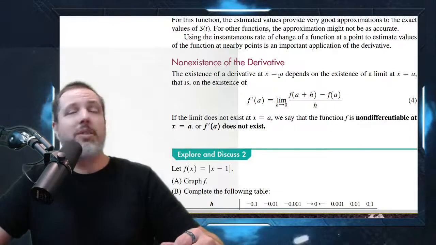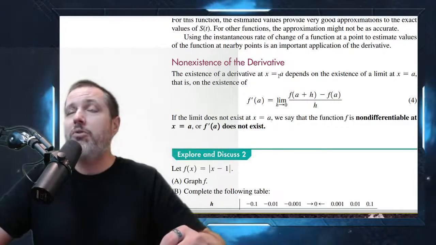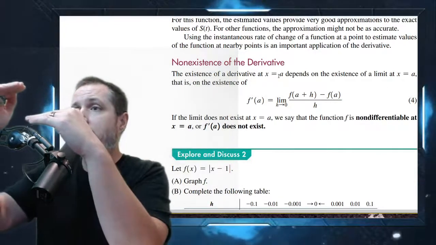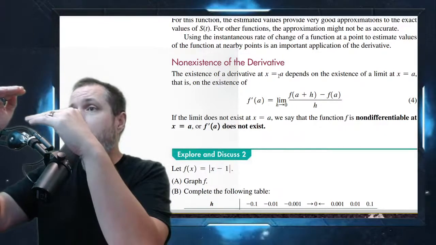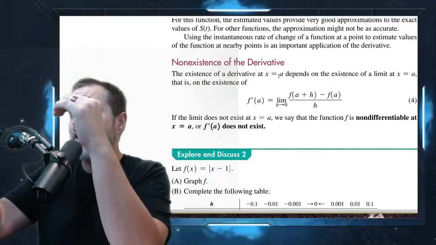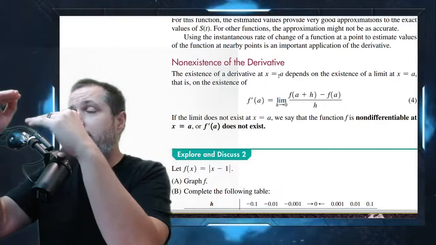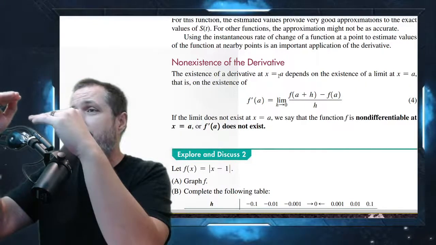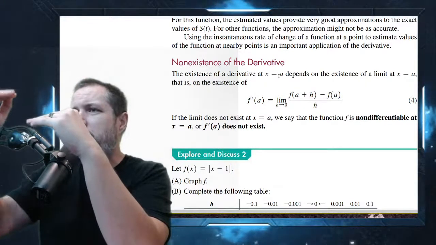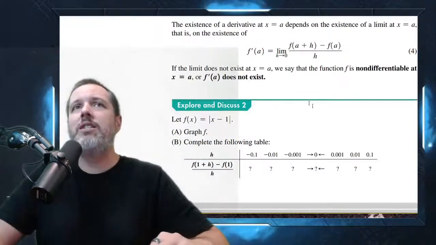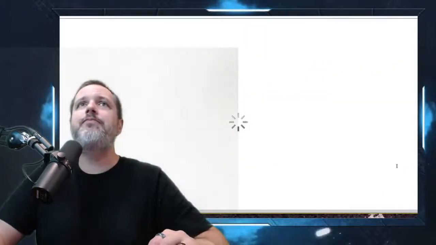Non-existence of the derivative. Sometimes a function is not differentiable. If you have a jump discontinuity, you can't differentiate at that point. You can differentiate at the other points that are continuous, but at a jump discontinuity the derivative doesn't make sense there. Because what is your rate of change? Well, there's a weird jump. It stops making sense at some point.